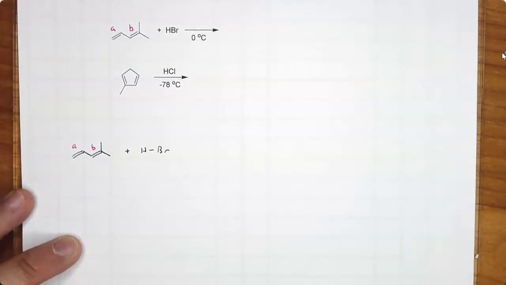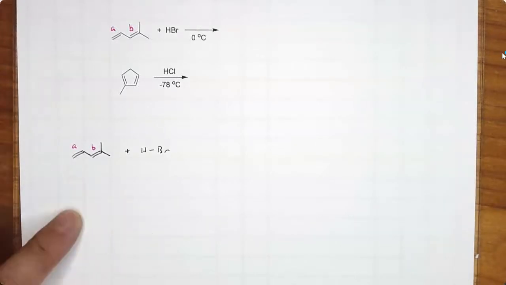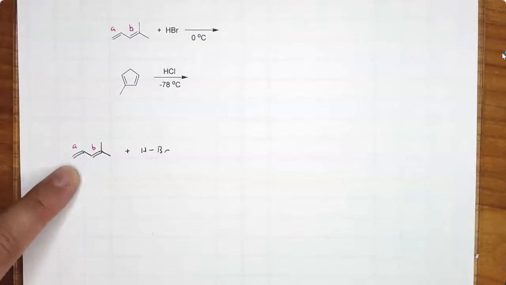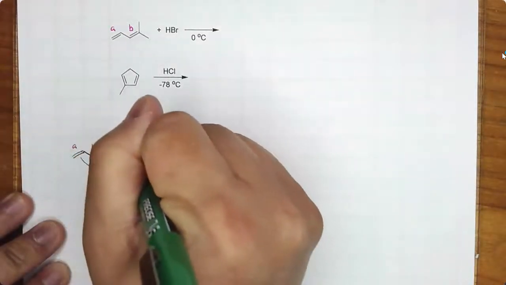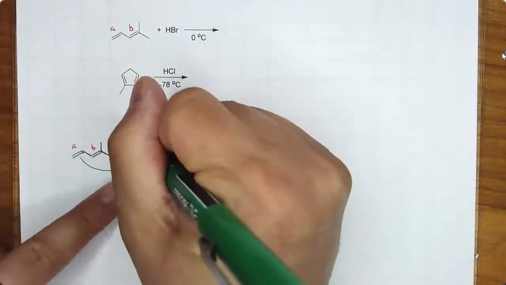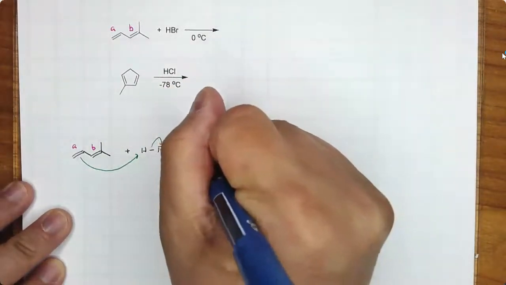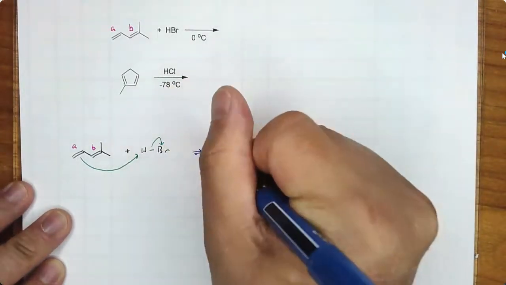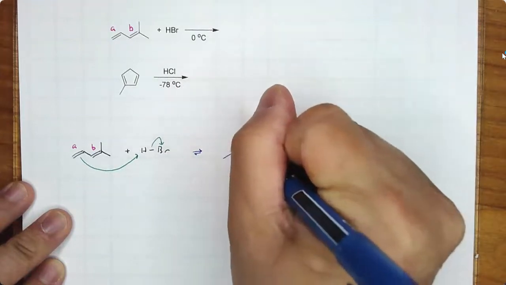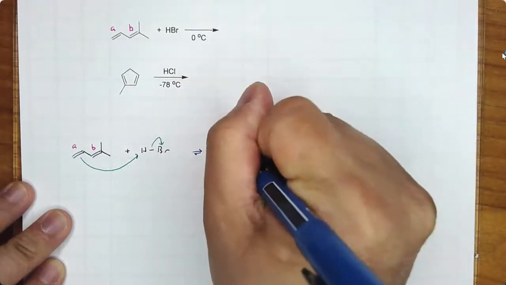So if I have this HBr and I'm going to use double bond A, you know what happens. We're going to grab that proton, kick out Br, and we get our initial carbocation. Our initial carbocation looks like this, and there's a plus sign there.